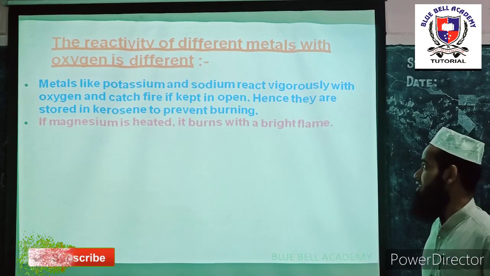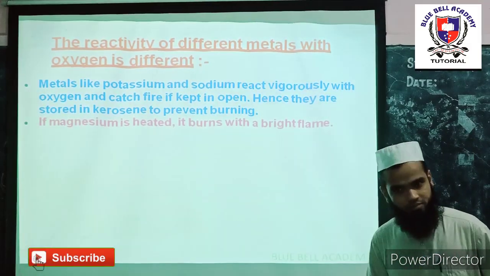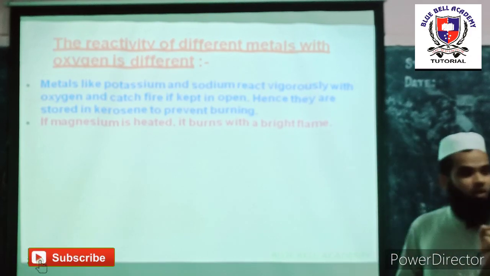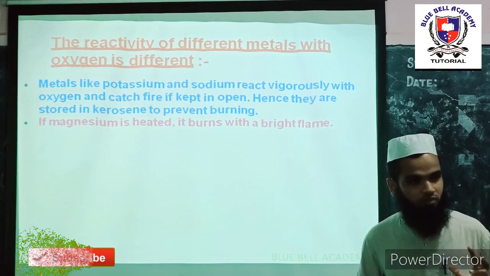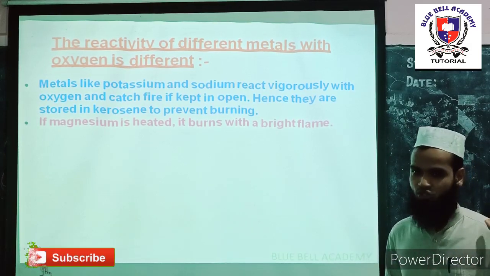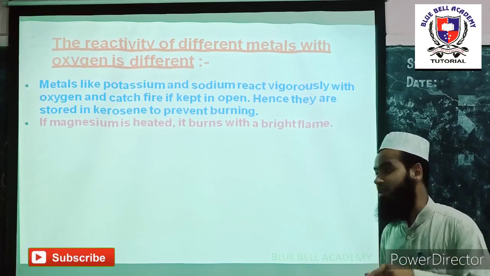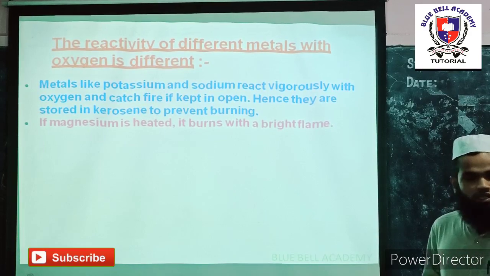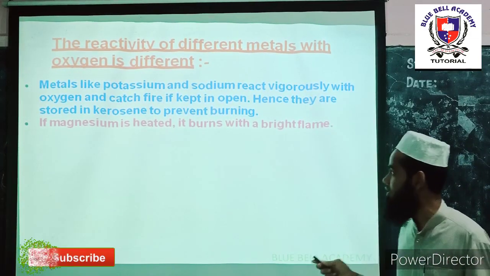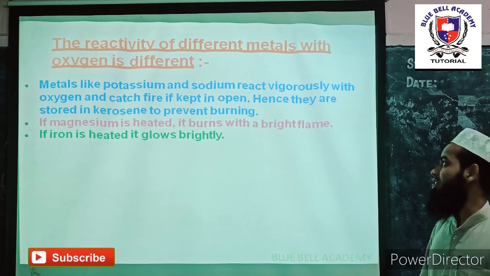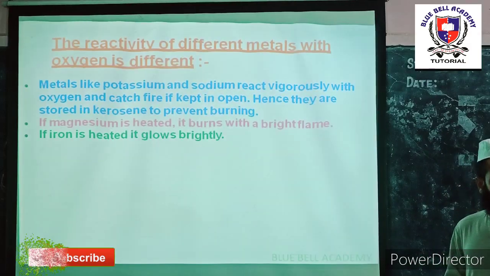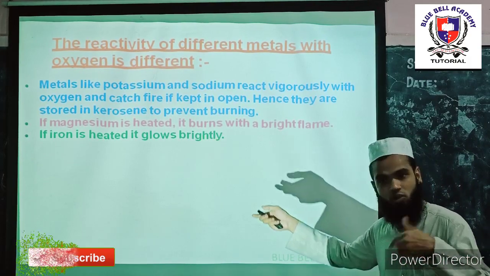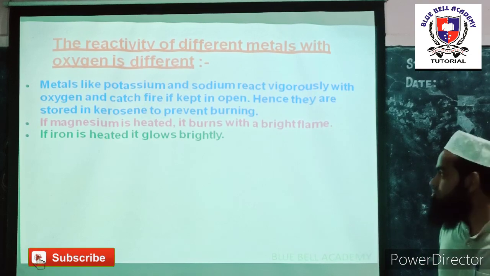If magnesium is heated, it burns with a bright flame. Then we can ask a cross question: an X metal is heated with oxygen and produces a bright flame. Name the X metal and write the chemical equation. The X metal is magnesium, and we have to write how magnesium reacts with oxygen. Next, if iron is heated, it glows brightly. Remember this point: bright flame, it burns with a very bright dazzling flame.